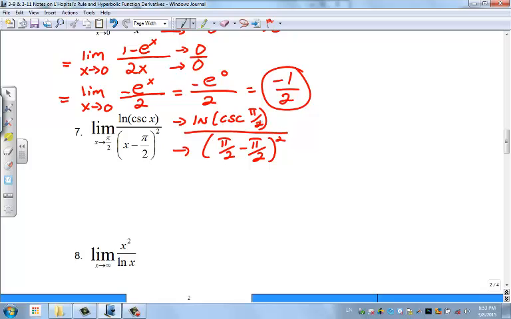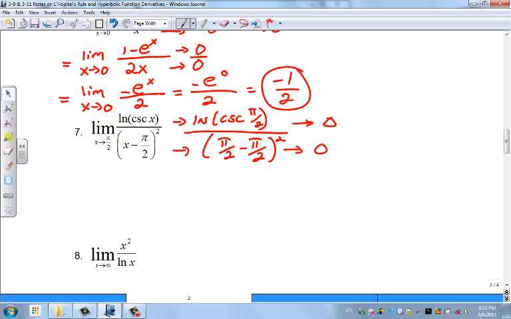Well, cosecant of pi over 2. Well, cosecant is the reciprocal of sine. Sine of pi over 2 is 1. You flip a 1, you get a 1. So this is the natural log of 1, and we all know that the natural log of 1 is 0. So the top approaches 0. The bottom, pi over 2 minus pi over 2 is 0. Square 0, you get 0. So this does approach 0 over 0. Got to use L'Hopital's.